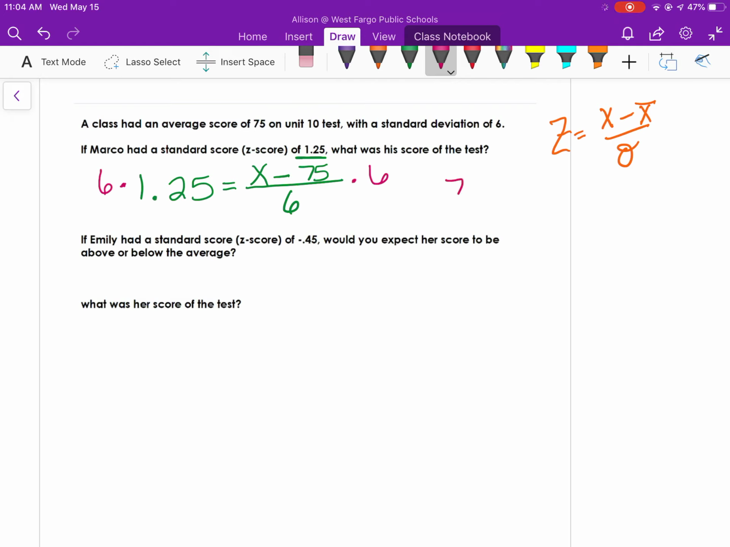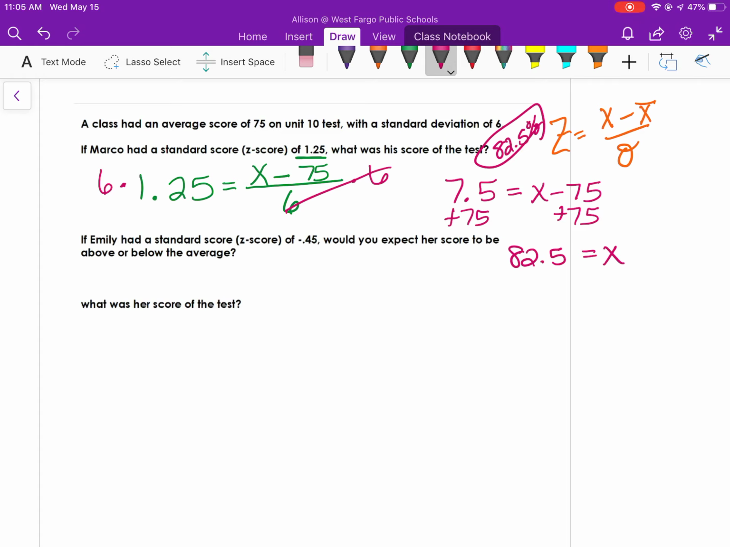So 7.5 equals, and then this right side will just be x minus 75. An inverse operation of subtracting 75 would be to add 75. So let's see, that would leave me with 82.5. So Marco's score on his test was an 82.5%. I just plugged in what I knew and worked backwards to solve for what I didn't know.